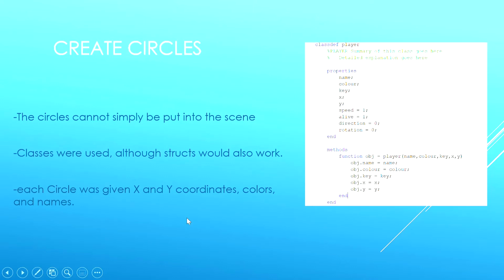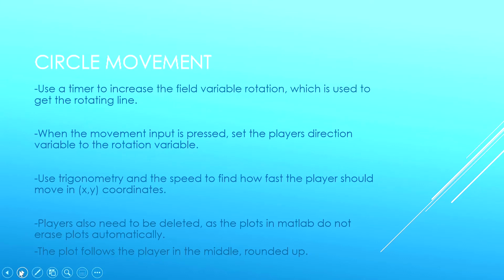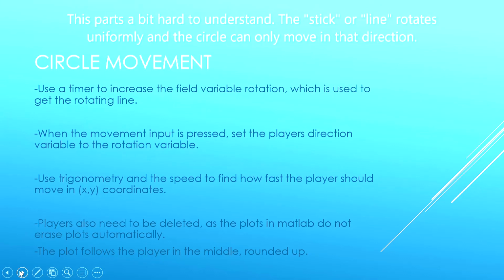The circles cannot simply be put into the scene, because I need to create either 1, 2, 3, 4, 5, or 6, depending on how many are chosen. Classes were used, basically just more powerful structs, like you can see on the right side here. They were given colors, names, and x, y coordinates, and those were set and then plotted.